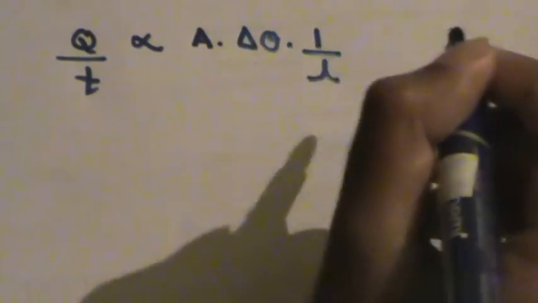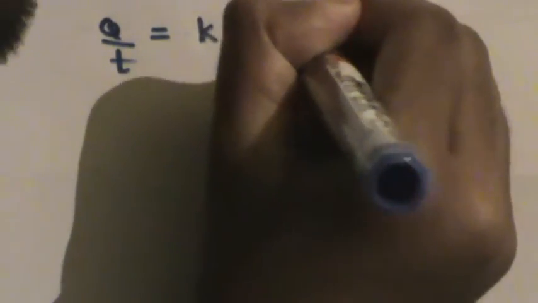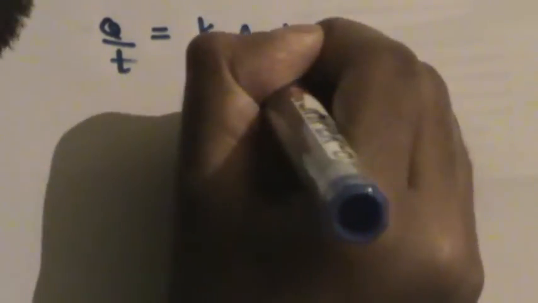Now, since these are directly proportional, we can remove the proportionality by equating it with a constant. So Q by T is equal to K times A times delta T divided by L. This is the general equation that we are using in conduction. So that's simple.